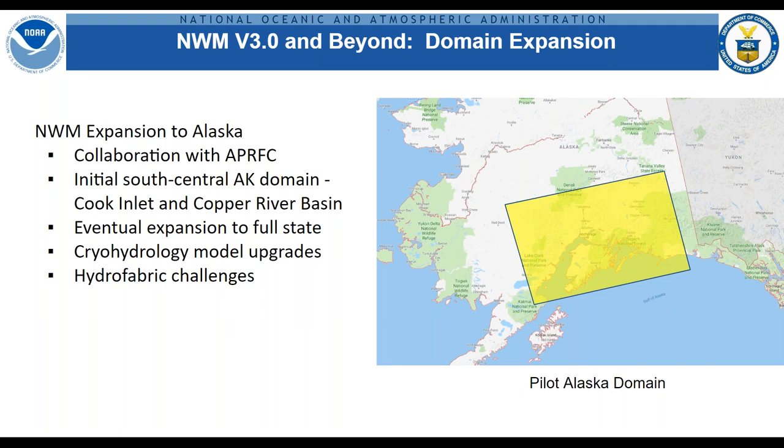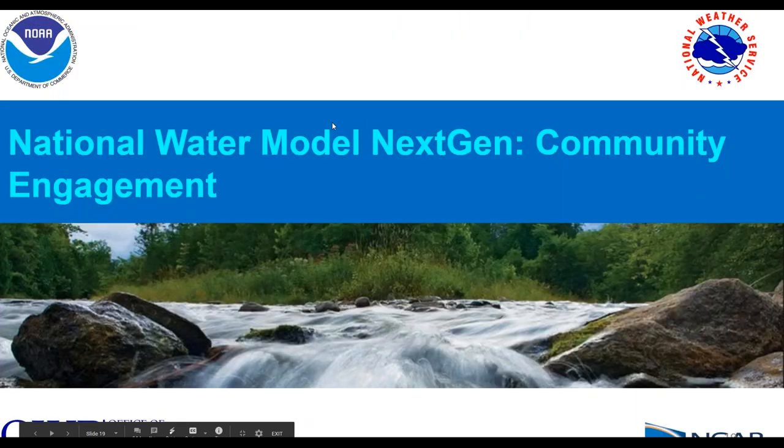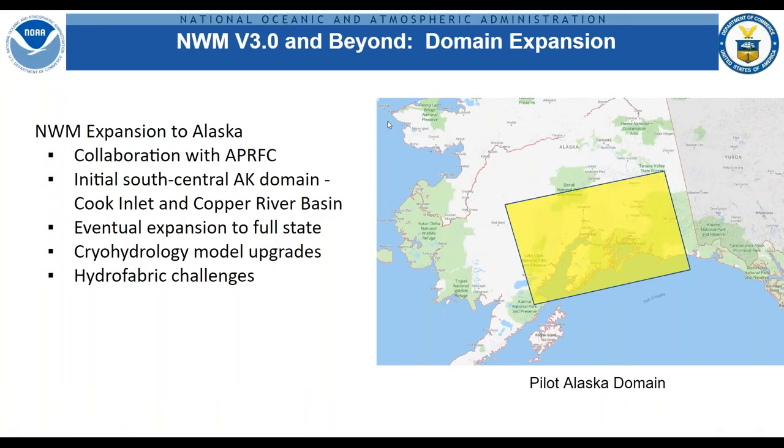The last thing that I want to talk about is expansion to the Alaska domain. Alaska is a very tricky aspect for us because the hydro fabric isn't even developed yet. We produce a forecast up there now, but it does not cover very much of the state. So we will be further expanding the domain into Alaska, primarily looking at the Cook Inlet and the Copper River Basin. We'll eventually be transitioning to much more of the state.